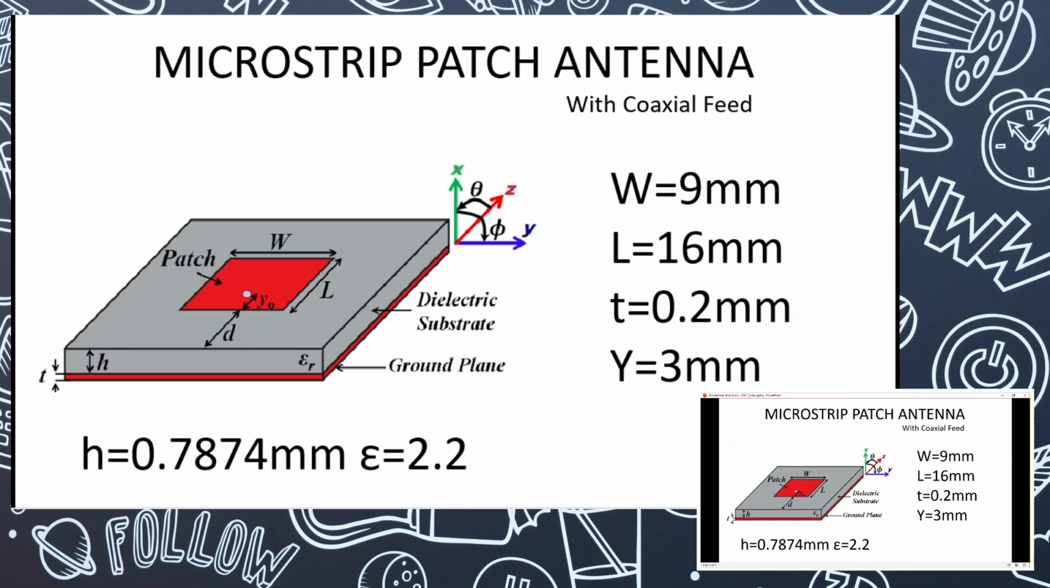So here are the dimensions and the layout of the patch antenna that we'll be using. Not exactly this one, but very similar to the design shown over here. We will be using coaxial feed for the antenna. Let's jump to the HFSS part now.